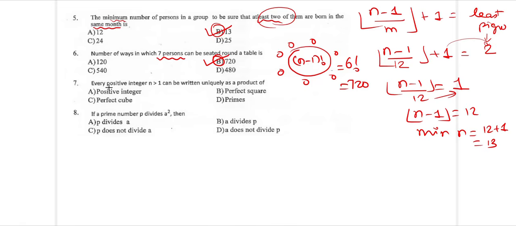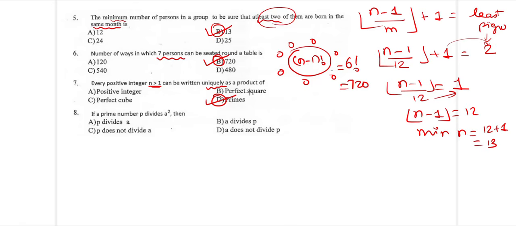Now the next one: every positive integer n greater than 1 can be written uniquely as a product of, the fundamental theorem says every number greater than 1 can be uniquely written as a product of primes.